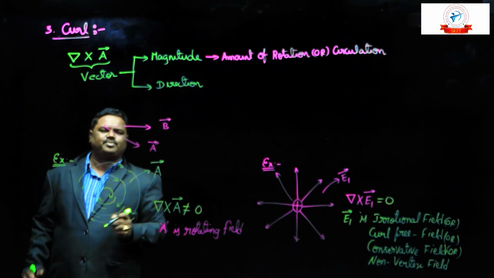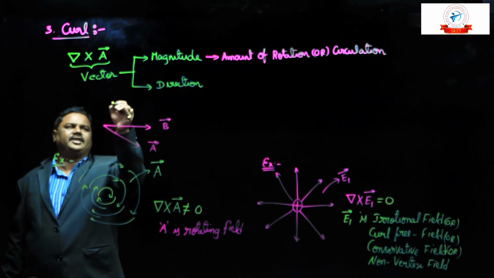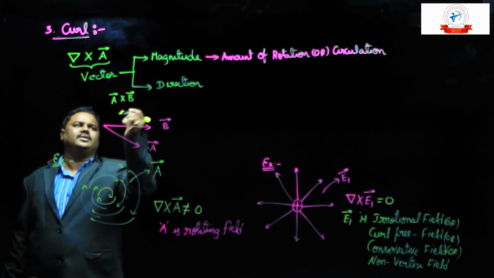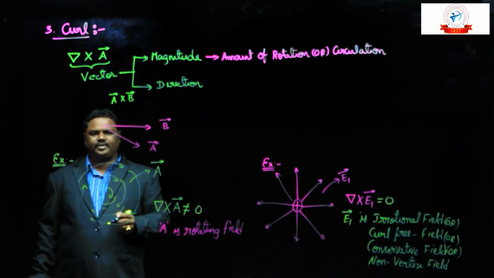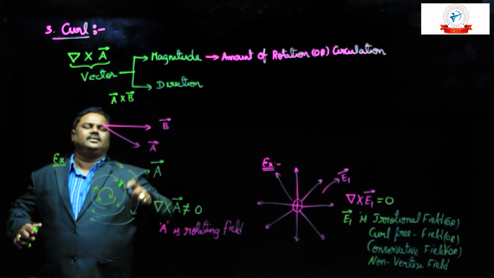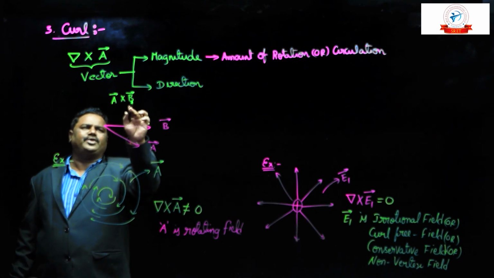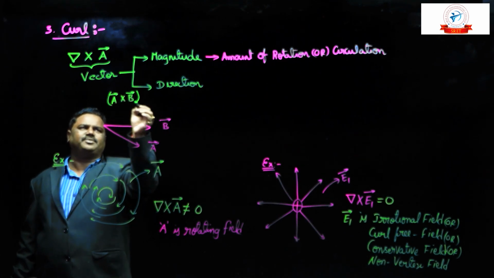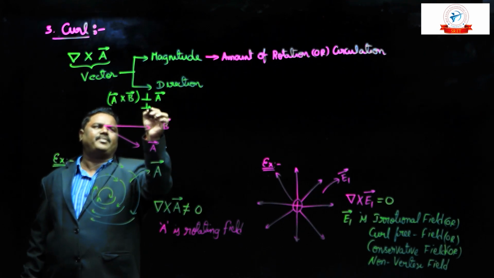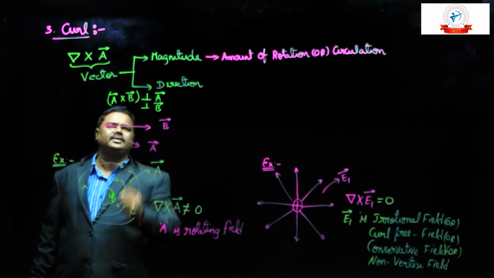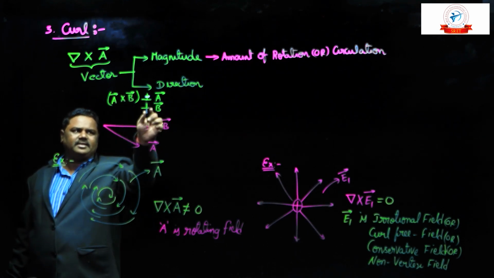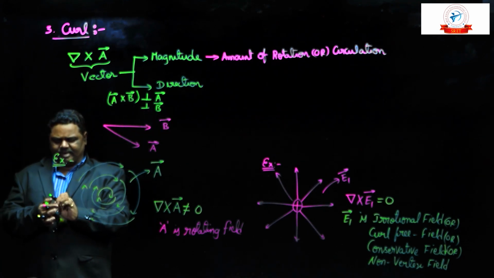If you perform cross product between A bar and B bar, that is A bar cross B bar, how do we find its direction? Here the rule of cross product is that the cross product between any two vectors must be perpendicular to its first vector and perpendicular to its second vector. So A bar cross B bar direction should be perpendicular to its first vector A bar, perpendicular to its second vector B bar.